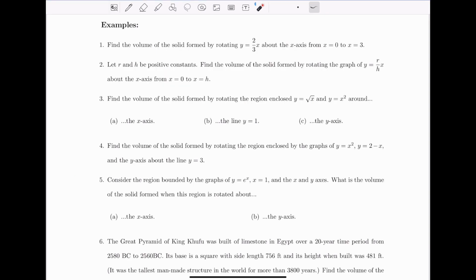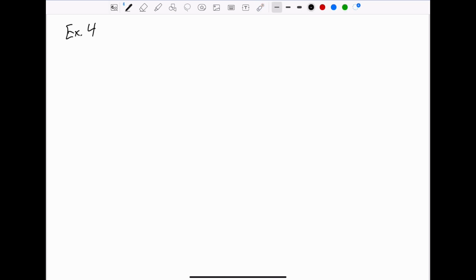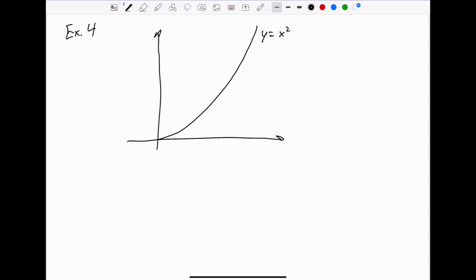Let's work through example 4. Find the volume of the solid formed by rotating the region enclosed by these curves and the y-axis about the line y equals 3. Once again, we first need to sketch the two-dimensional region. So we have y equals x squared, y equals 2 minus x. Y equals 2 minus x is a line with a slope of -1 and a y-intercept of 2.